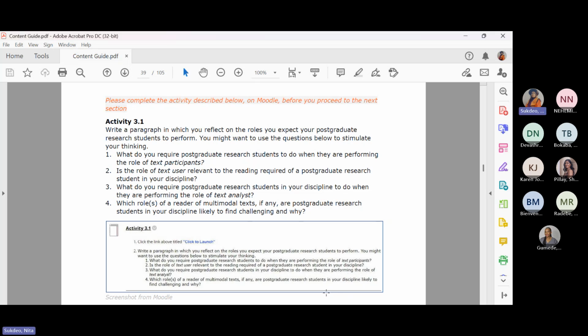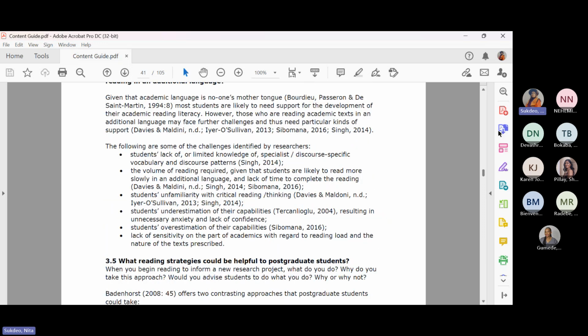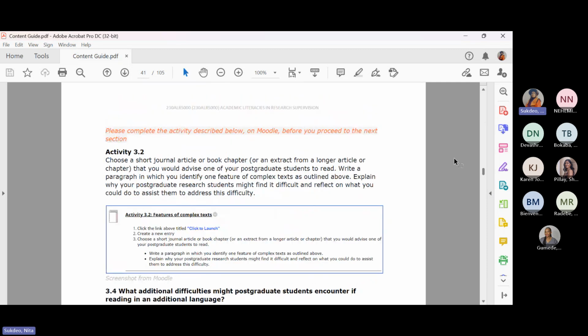All right, so moving on to the second part of the assessment. The second part of the assessment takes you to activity 3.2. And what are we unpacking in activity 3.2? Choose a short journal article or book chapter from your discipline, or an extract from a longer article or a chapter. Okay, so it can either be short or long, right? And that you would advise one of your postgraduate students to read.